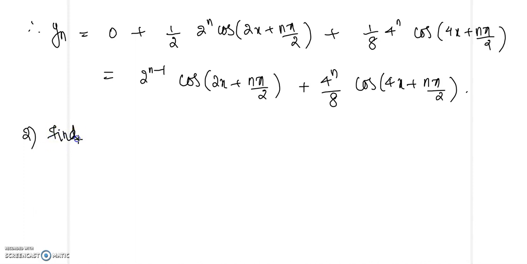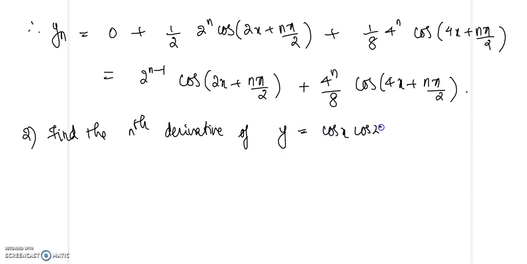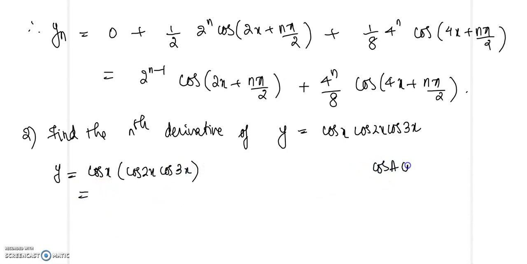Next problem is to find the nth derivative of y equal to cos x, cos 2x, cos 3x. Now we have the function y equal to cos x. So let me take cos 2x and cos 3x together. So this is in the form cos a, cos b. Now cos a cos b is 1 by 2 [cos(a plus b) plus cos(a minus b)].